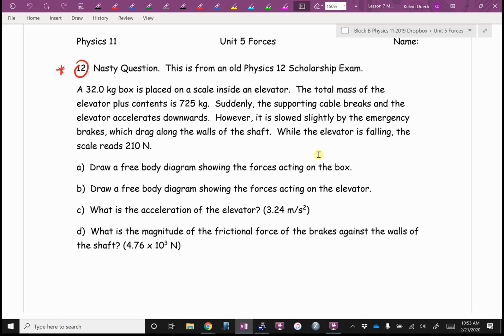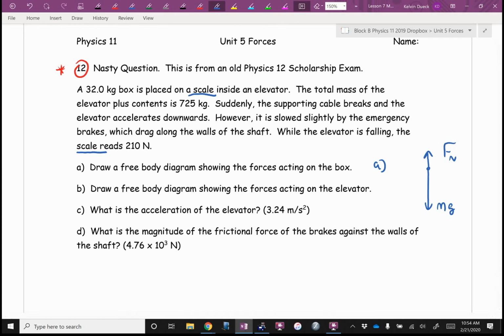Number 12. Okay, A says draw a free body diagram showing the forces acting on the box. I'll do that right here. What are the forces acting on the box? Get the obvious one. Which way is the box accelerating? So which way is my bigger arrow going to be pointing? There must be a force up, but smaller. How do you know? Because I see them talking about a bathroom scale. Bathroom scale. So my free body diagram, I think, is going to look like that.